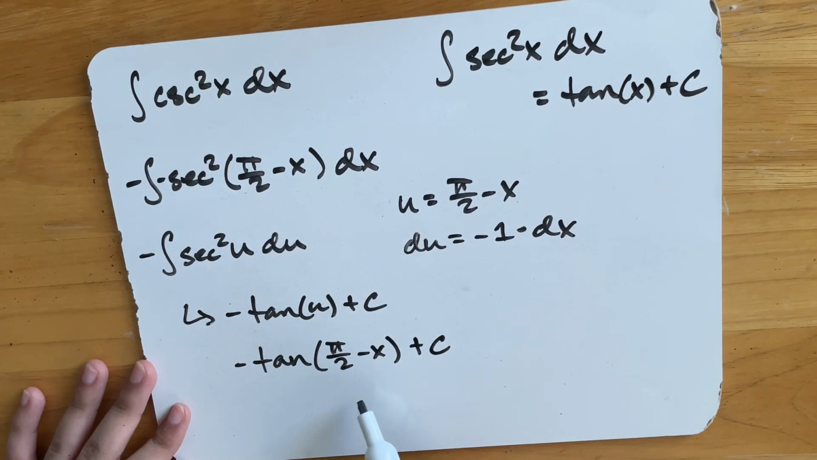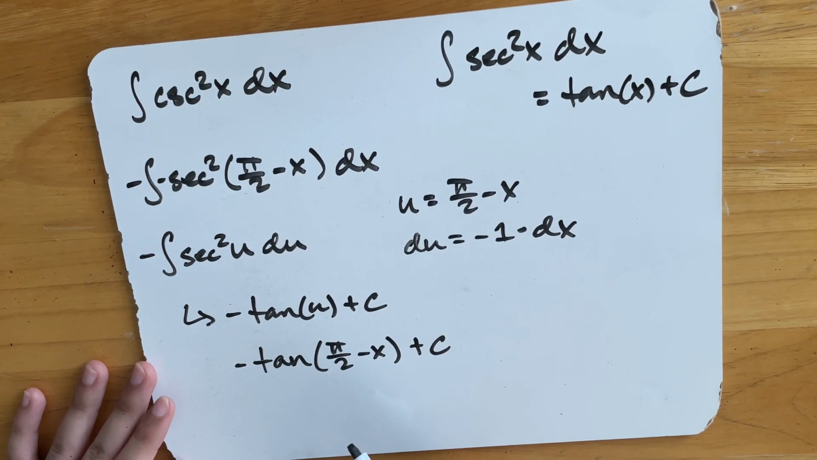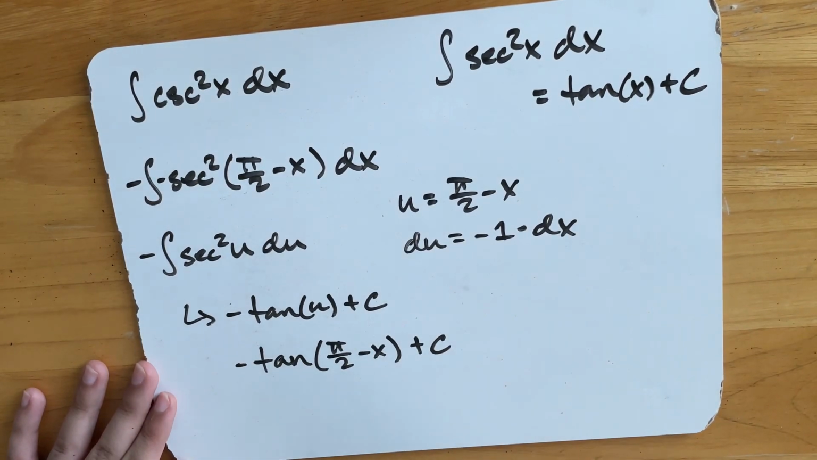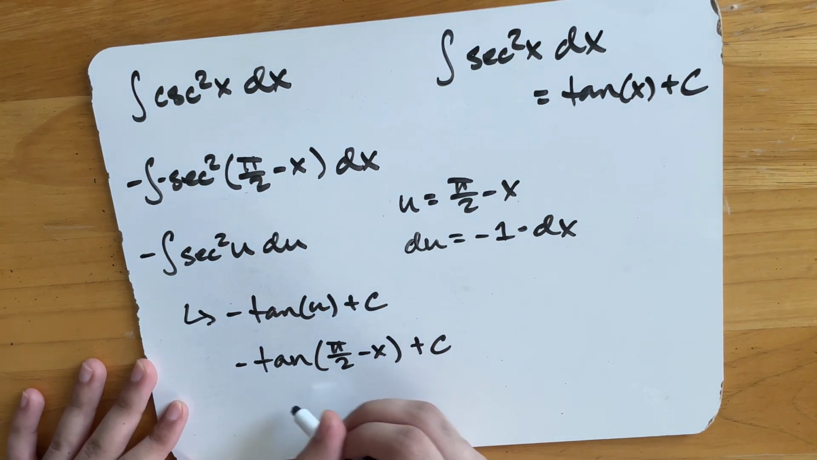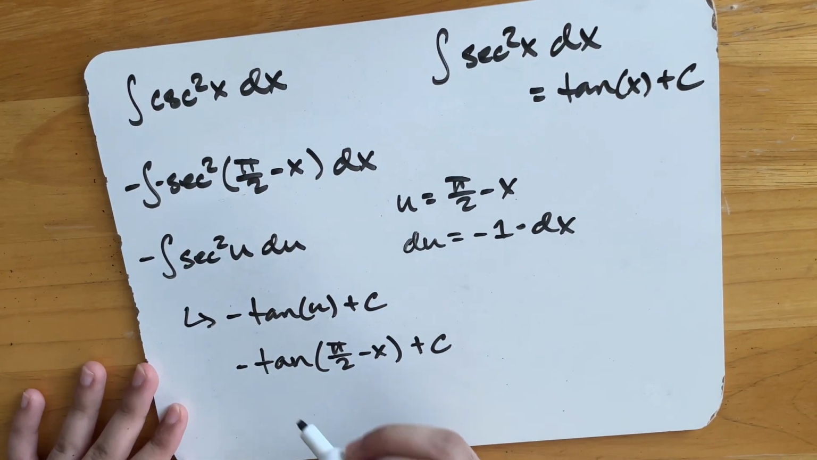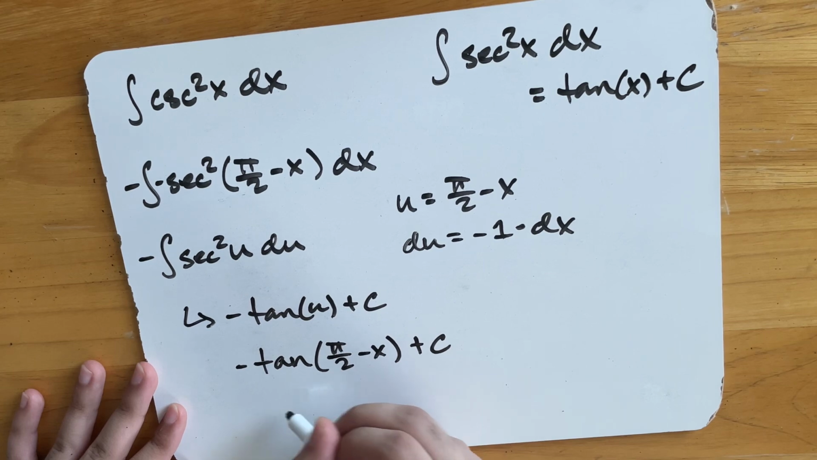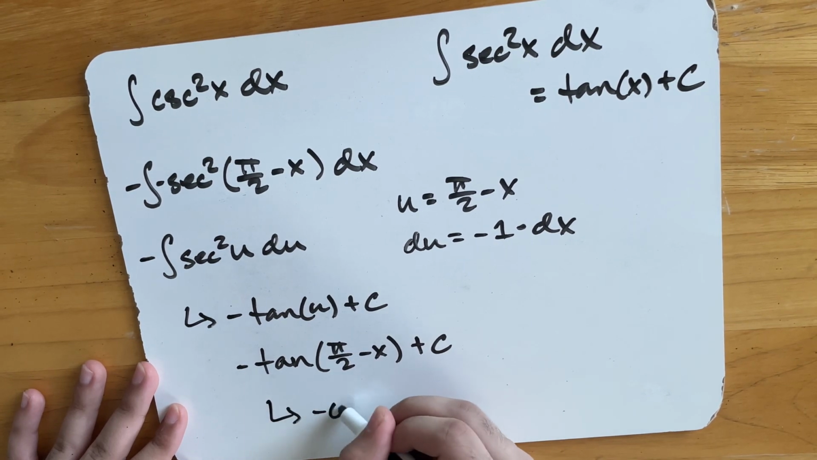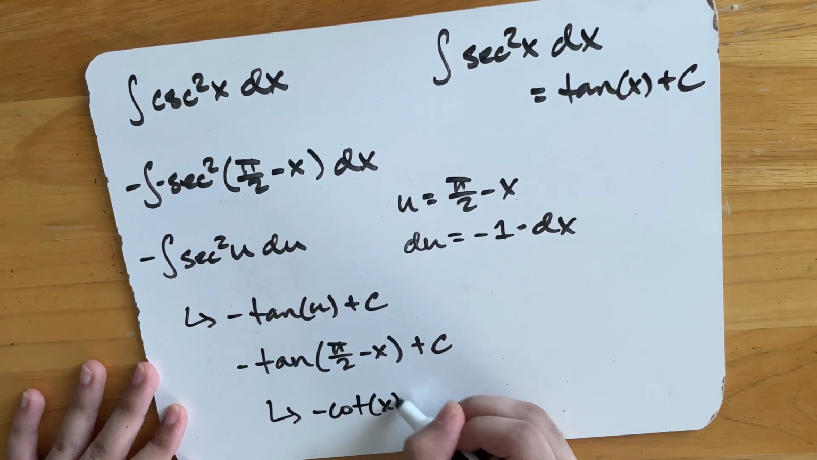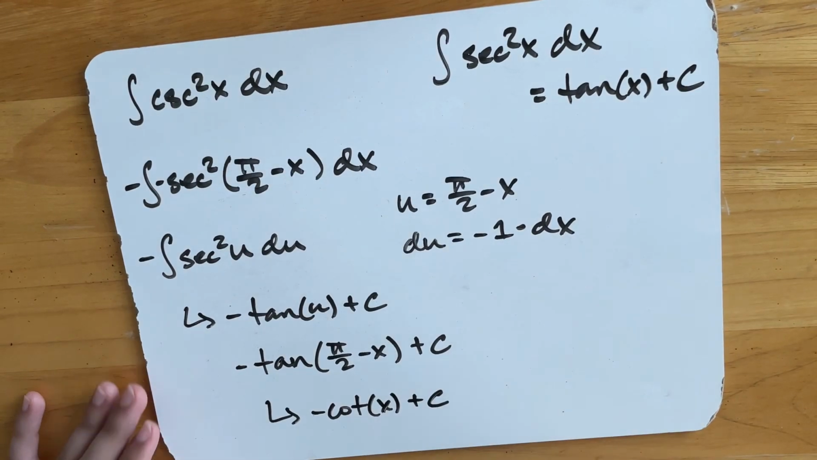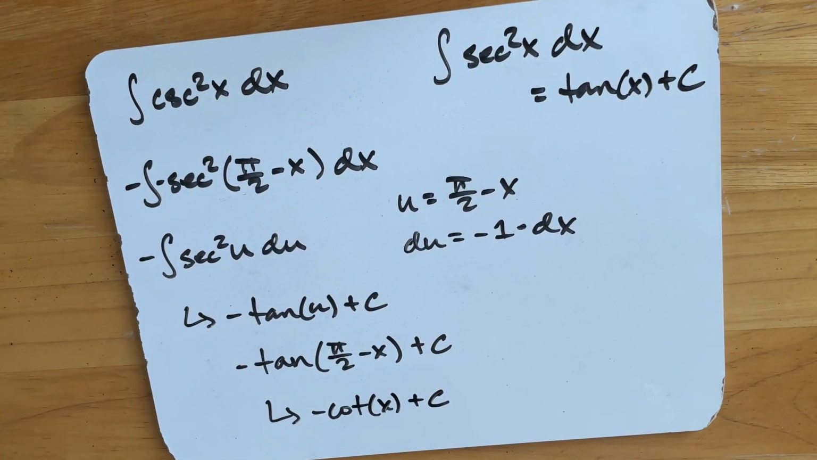And we have pi over 2 minus x as an argument for a tangent function. So we can just rewrite this as a cofunction. So we can rewrite our final answer, fully simplified, as negative cotangent of x plus c. So yeah, pretty simple really.